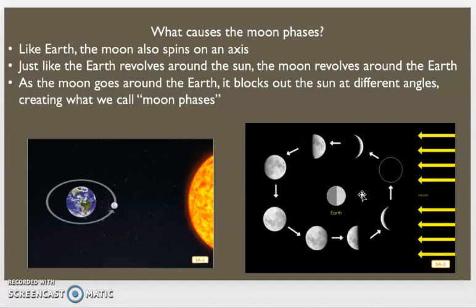So we learn about 4 phases. We learn about the new moon when it looks like there's no moon in the sky. The crescent moon when it kind of looks like a banana in the sky. A half moon when we can see half of the face of the moon. And a full moon when it looks like we can see that full shining face of the moon.